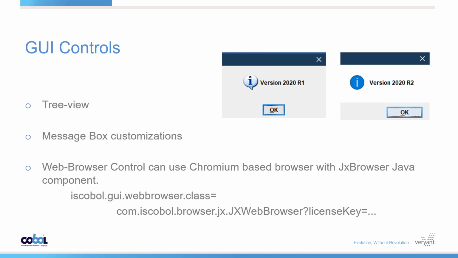But Java FX isn't included in the newer Java installation, so Java programmers will often use the JX browser. It's a Chromium-based integrated browser. To make your COBOL programs consistent, you can also use this JX browser by setting the variable shown here.